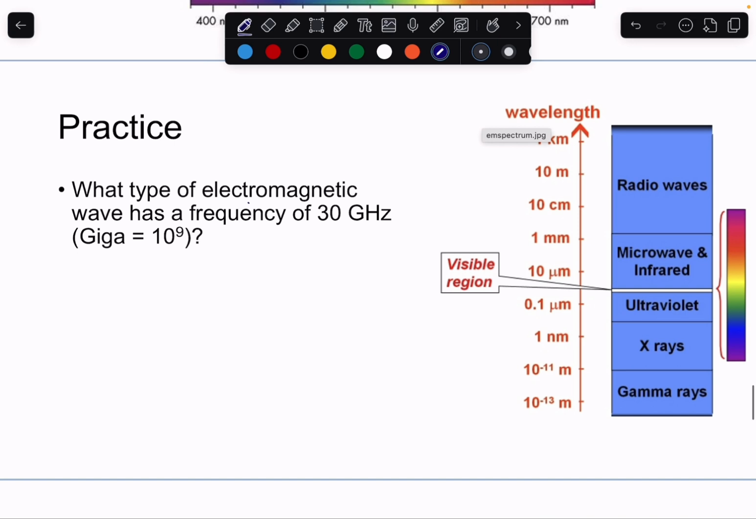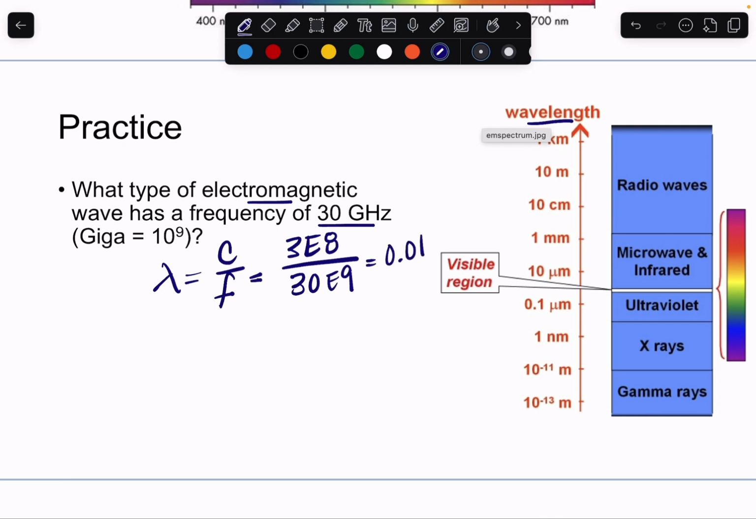So what type of electromagnetic wave has a frequency of 30 gigahertz? And a gigahertz is 10 to the ninth. Okay, well, I'm given frequency, but this is in wavelength, so I need to use the equation to get the wavelength. Wavelength is equal to c over frequency. I just rearranged that already in my head. c is going to be 3e8, speed of light, and the frequency. Okay, so 30 gigahertz. I need to write this in hertz, but it's easy because gigahertz is 10 to the ninth, so 30 times 10 to the ninth, or 30e9. Then I can put that into my calculator, and I'm going to get 0.01, and it's a wavelength, so meters.